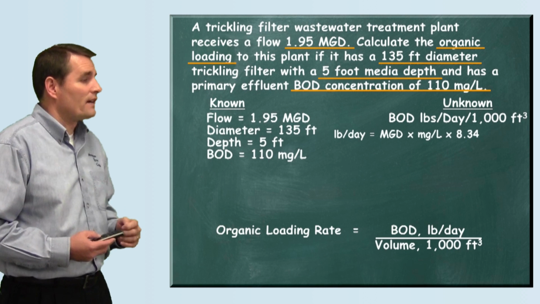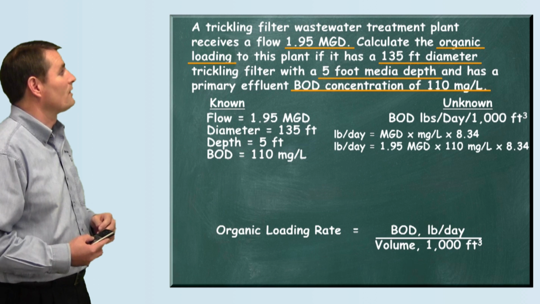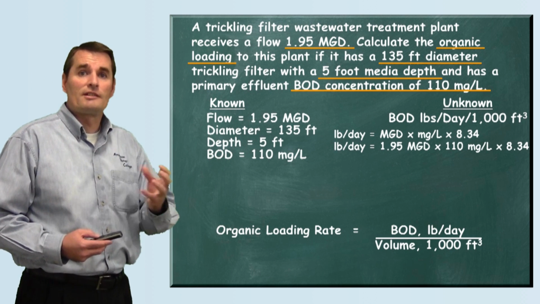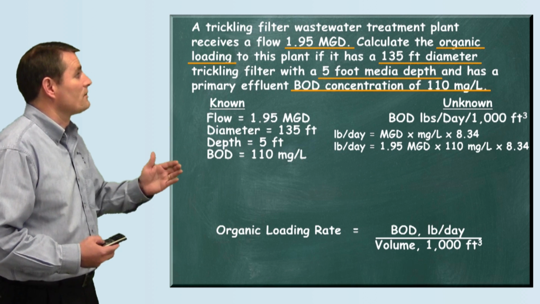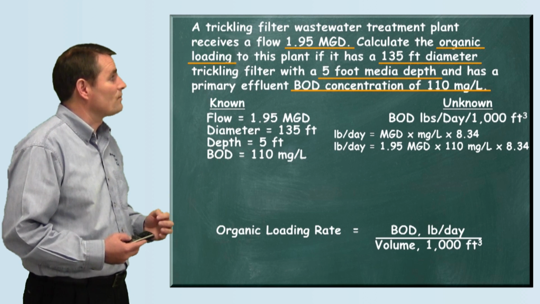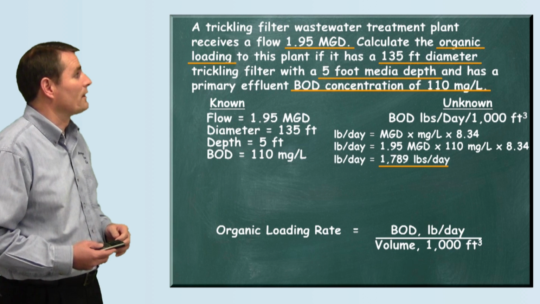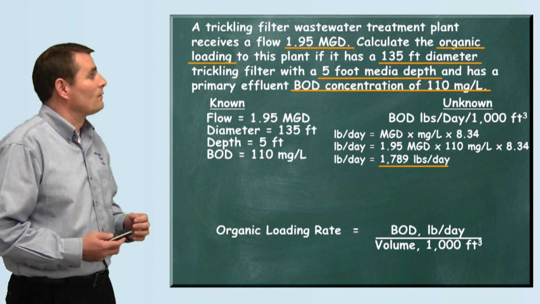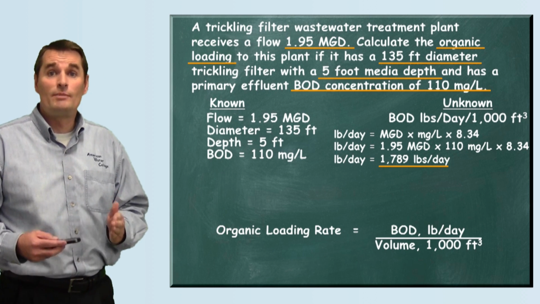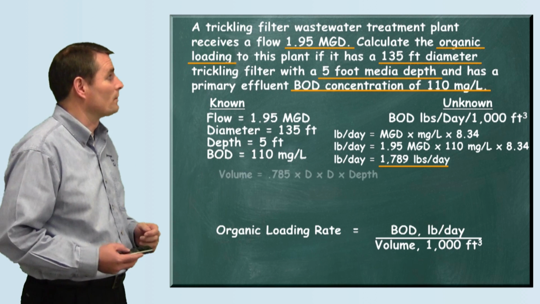Well, first thing we'll do is we'll find our pounds per day of BOD going to this trickling filter. So using our pounds formula, we plug in the numbers of our flow, the concentration, times 8.34. So as you see, we plugged in 1.95 million gallons per day times the concentration of 110 milligrams per liter times 8.34. So we see that we're sending 1,789 pounds per day of BOD to the trickling filter. That's going to be our top number in our formula.